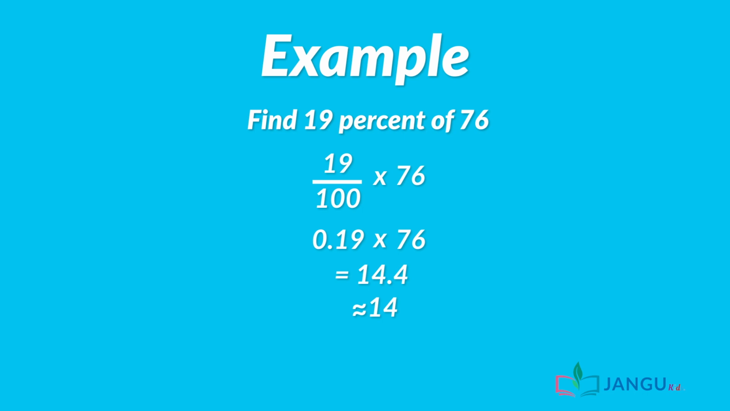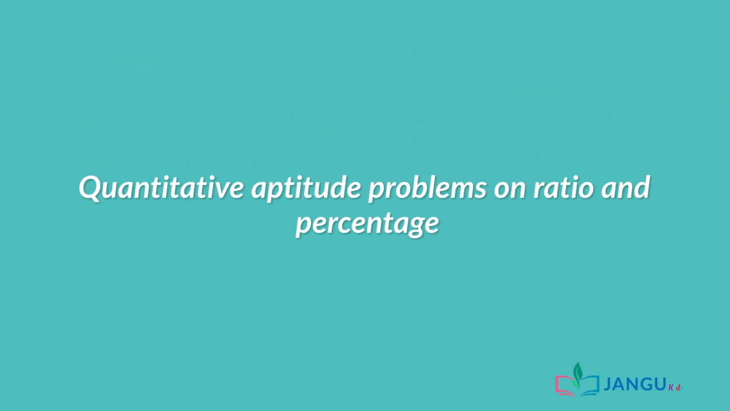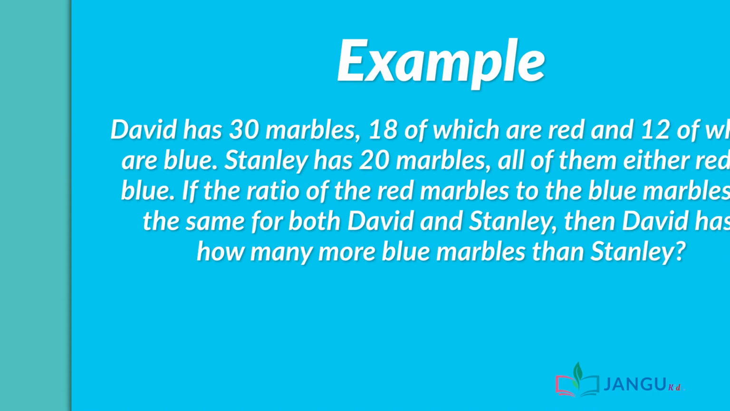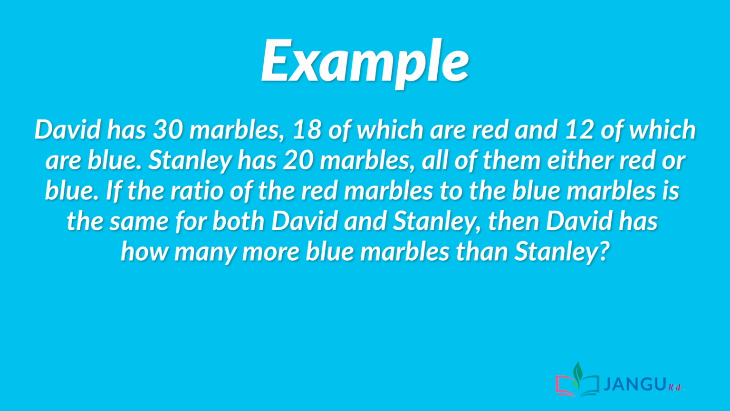Next, we are going to solve word problems on ratios and percentage. David has 30 marbles, 18 of which are red and 12 of which are blue. Stanley has 20 marbles, all of them either red or blue. If the ratio of the red marbles to the blue marbles is the same for both David and Stanley, then David has how many more blue marbles than Stanley?